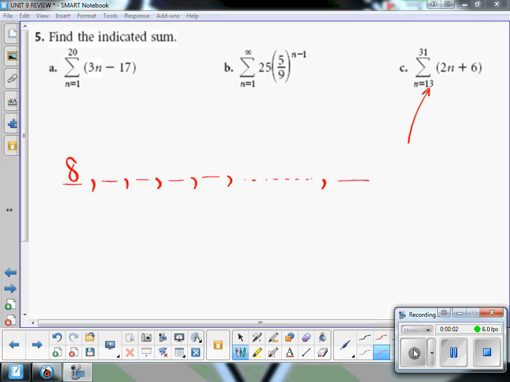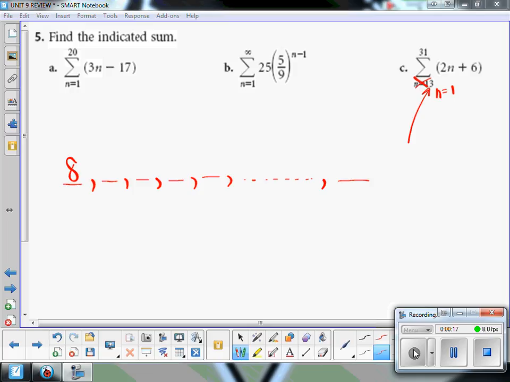Okay, we're doing number 5C. And we're pretending for a moment that this bottom was n equals 1. It's not. But I want to show you how you change things when it's not. If there was an n equals 1 there, you would plug 1 in, and the first term would be 8.